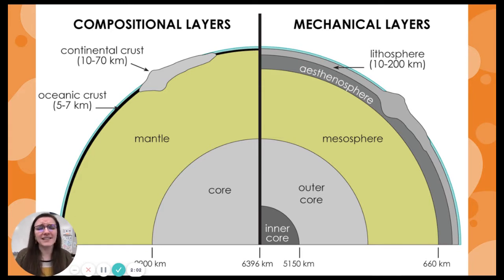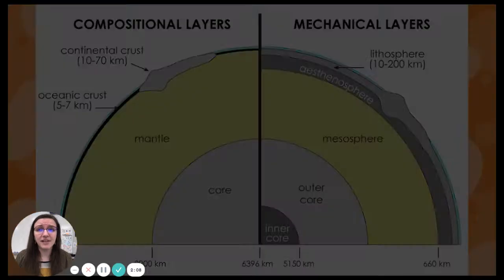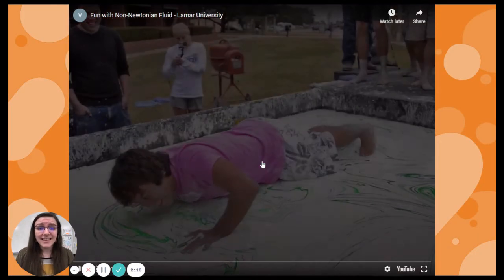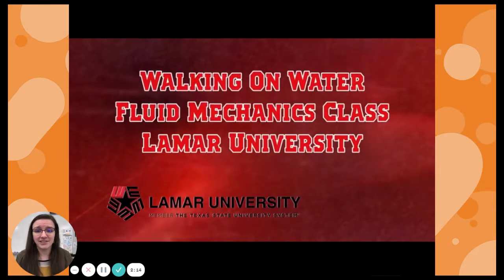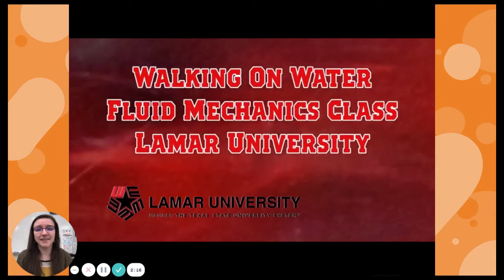So let me go back to the asthenosphere. I said that this is solid, but it can move like a liquid. It can flow like a liquid. This is something called a non-Newtonian fluid. So let's see a little bit what that looks like.